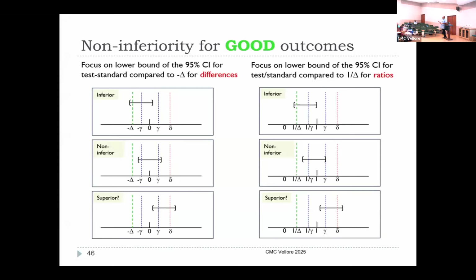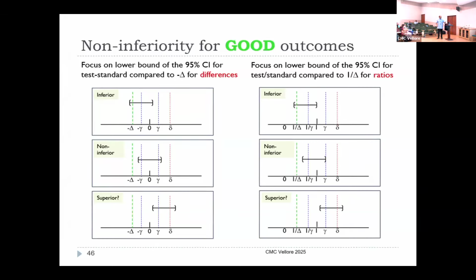It depends on whether it's a good outcome or a bad outcome, where we focus our attention. If we're looking at a good outcome, then if I'm taking the difference between the new one and the old one, we would like the difference to be better, right? We want it to be positive. That would be if it's better. But we're willing to tolerate it being slightly worse, not too much worse. So that difference can be negative, but we don't want it to be too negative.